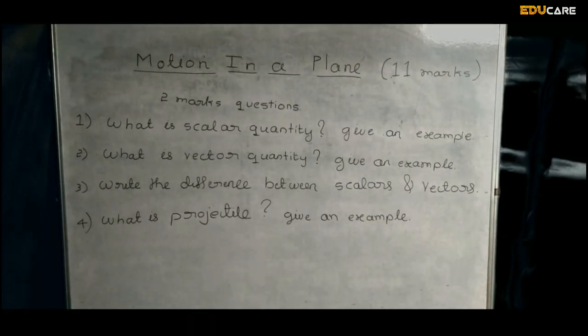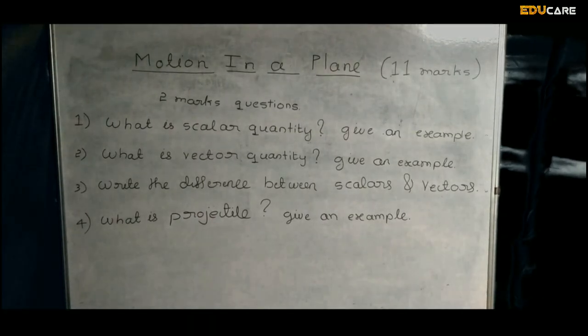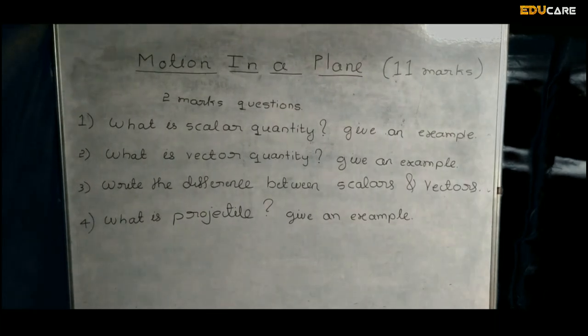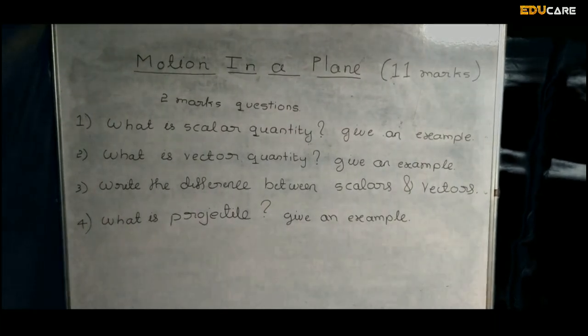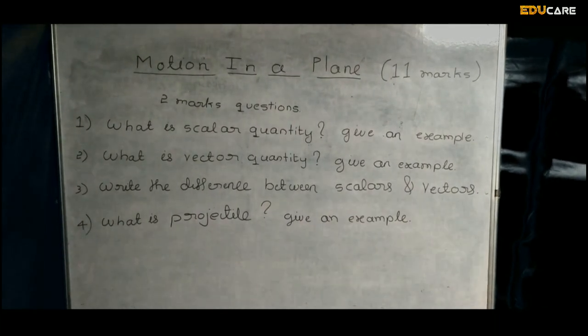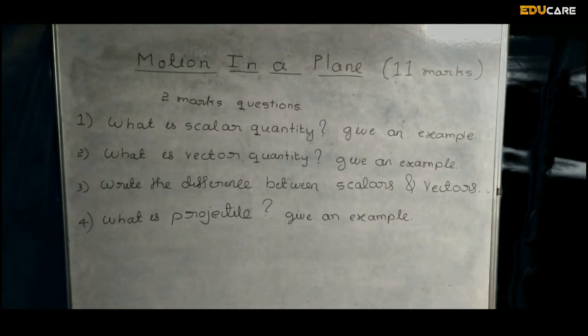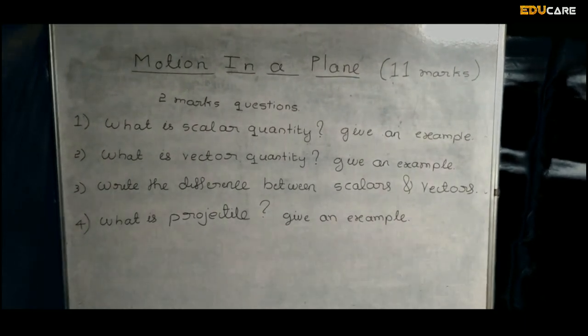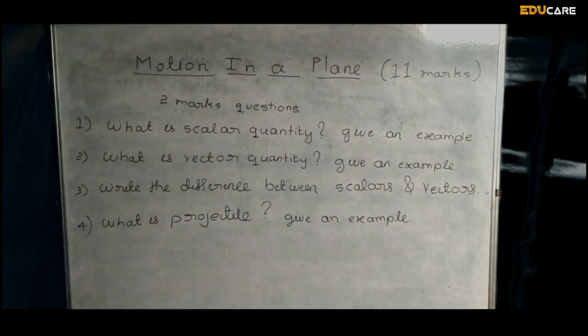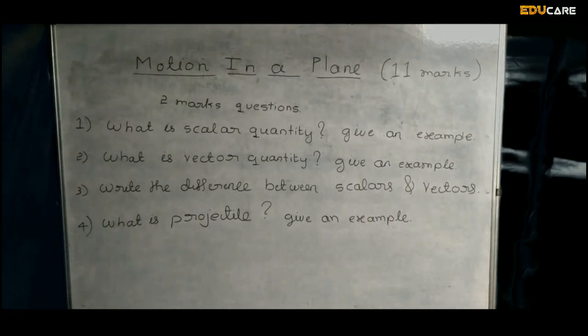Okay. Now important questions from the 4th chapter of the first PUC physics, and the name of the chapter is motion in a plane. This chapter carries 11 marks. Okay. First 2 more questions. First one, what is scalar quantity and give an example. And the next one is what is vector quantity and give an example.